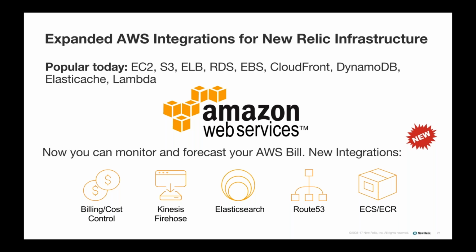Then there's Elasticsearch, understanding volumes of traffic and searches, and Route 53, similarly, understanding what's going on with your DNS, and then the Elastic Container Service and registry, pulling in and understanding how many containers you are running and what's going on there. This helps drive more visibility into what's going on across your cloud usage.